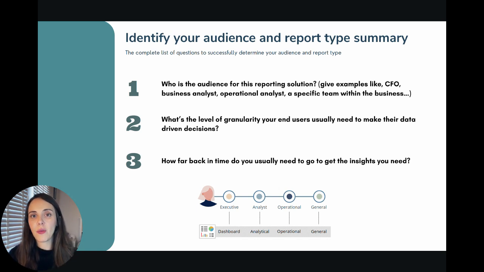And the third and final question will be, how far back in time do you usually need to go to get the insights you need? This will help you evaluate how much historical data you will need to include in your report.